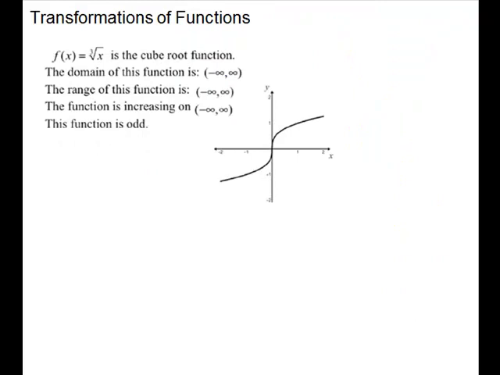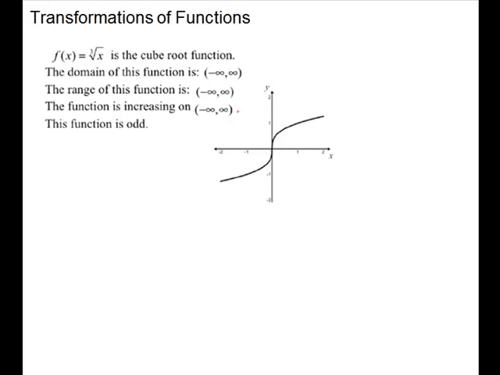There is one more function that you need to know, and this is the cube root function. It looks like the cube function, but it is sideways. So this is what it looks like. Your domain is from negative infinity to positive infinity, forever to the left, forever to the right. The range is also negative infinity to positive infinity, even though the movement is gradual. As it goes more to the left, it goes down, and as it goes more to the right, it goes up. So that gives your vertical movement. It is negative infinity to positive infinity.